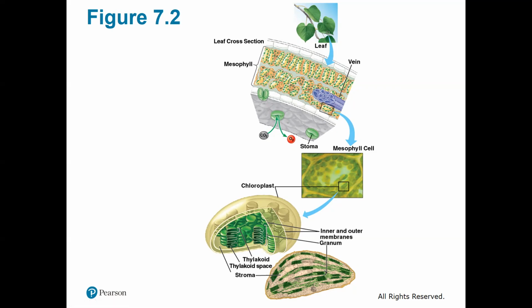So some similar words, stoma and stroma. Stomata are the pores that allow for gas exchange in leaves, and stroma with an R is the fluid that is inside the chloroplast around the thylakoids. So just be careful of those two terms. They're very similar, but the stroma has an R in it.